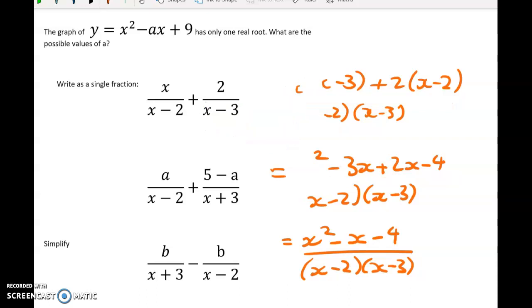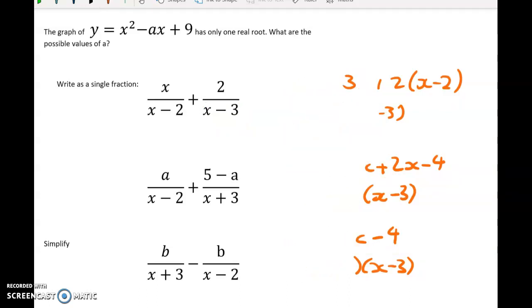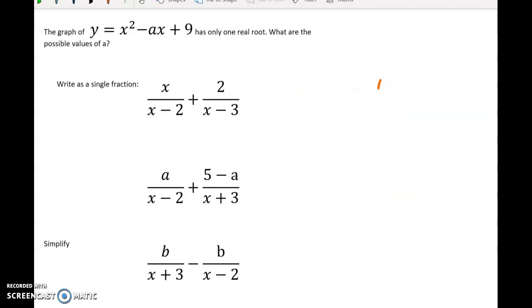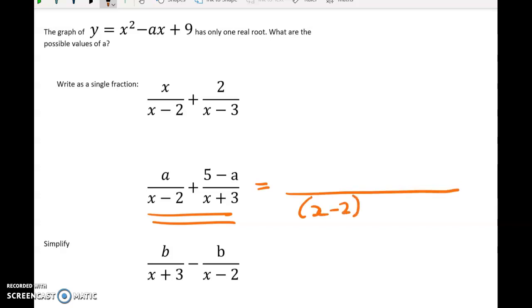3 minutes to do the next two. So the next one looks harder because it's got a and it's got x, but it's not really. Just think of a as a different number. Same idea. We've got to get a common denominator. So what's that common denominator going to be? Well, the common denominator is going to be x minus 2 times x plus 3.